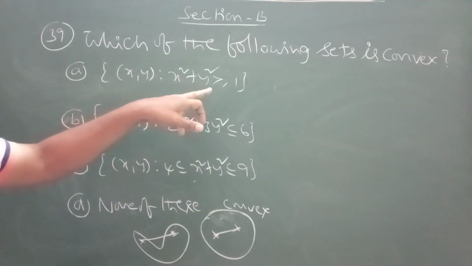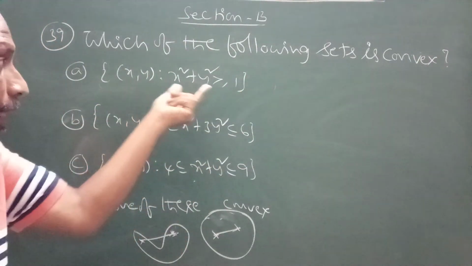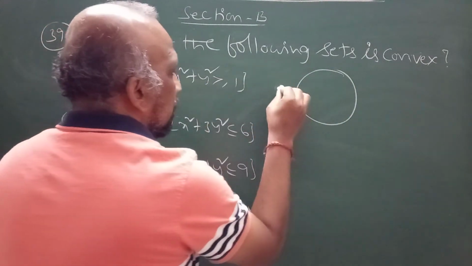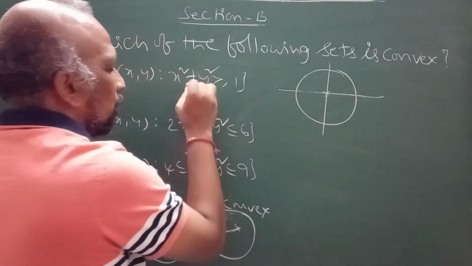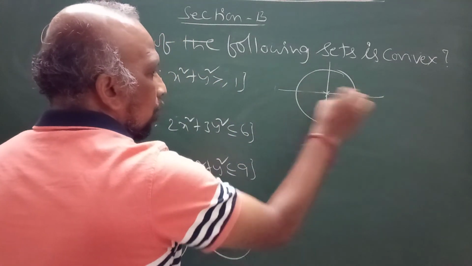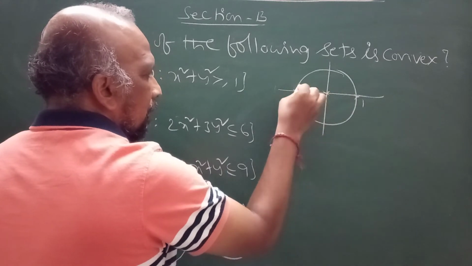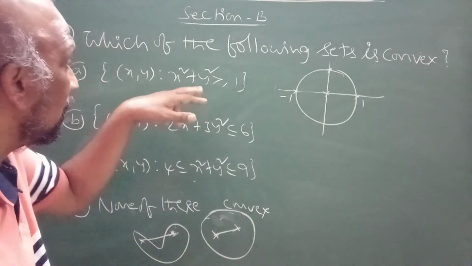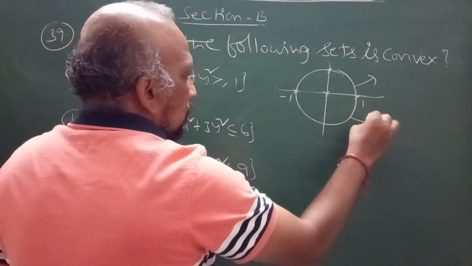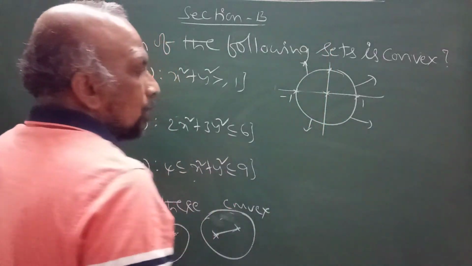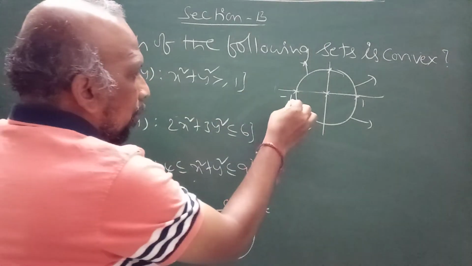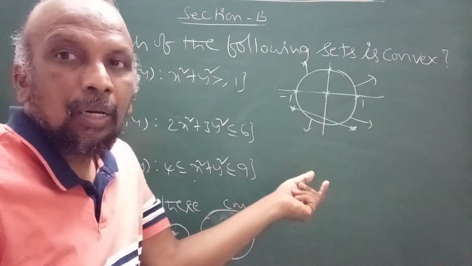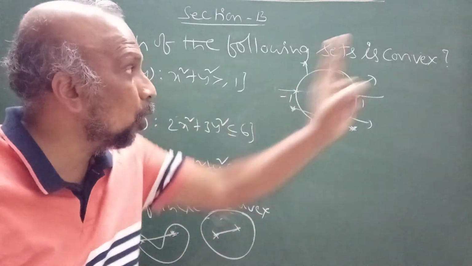Now check option A: x square plus y square greater than or equal to 1. Think of it as equal to 1, you get a circle equation with center 0, 0 and radius 1 unit. But you can see it says greater than or equal to, so they are saying the region outside of this circle. Suppose you take 1 point here and 1 point outside and join them. See, this part won't be in the given region. So it is not convex.